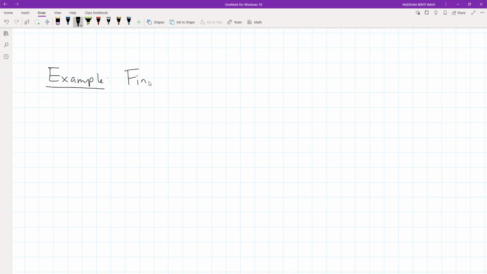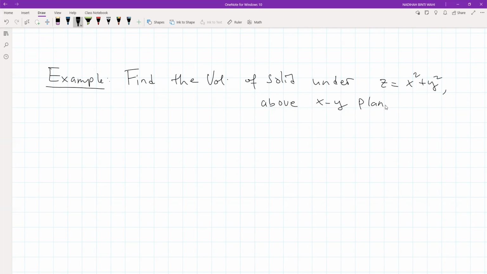Okay, find the volume, sama juga, find the volume of solid under z equals to x squared plus y squared. Okay, yang pertama, under this one. And then above xy plane. So dia punya key dia above xy plane. And cylinder x squared plus y squared equals to 2x.